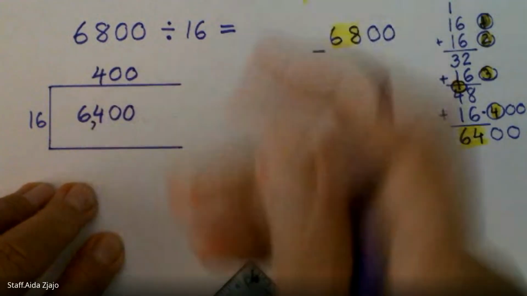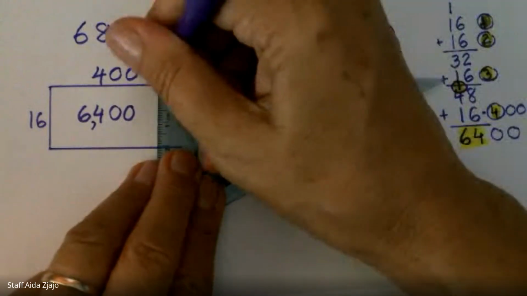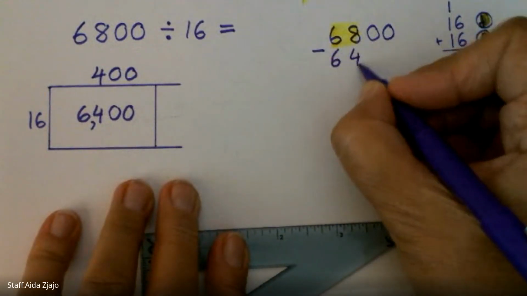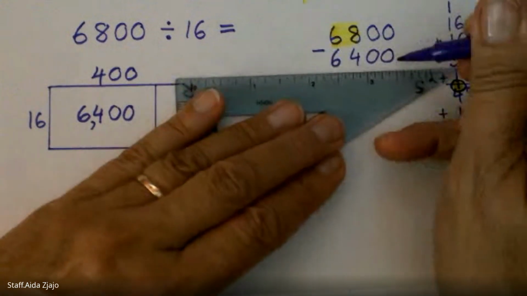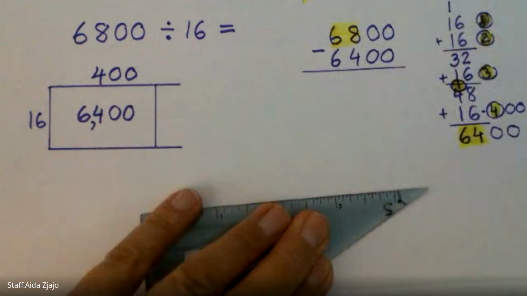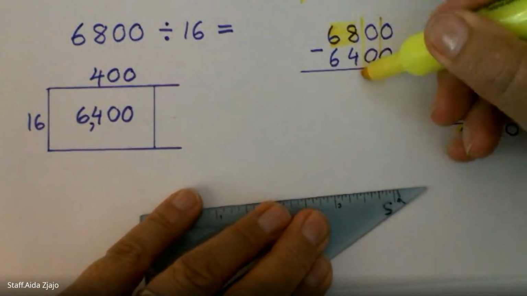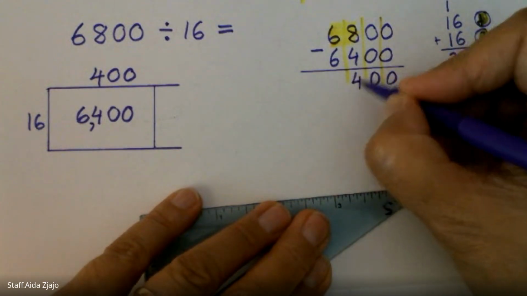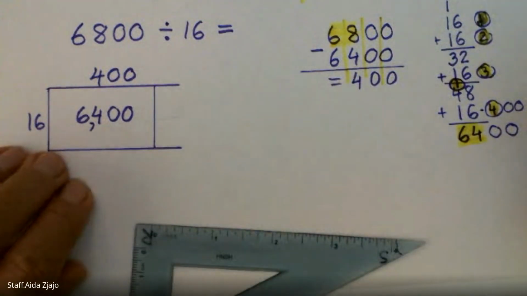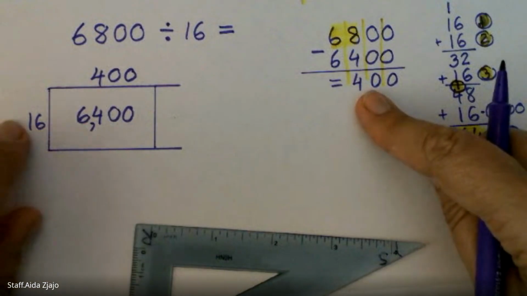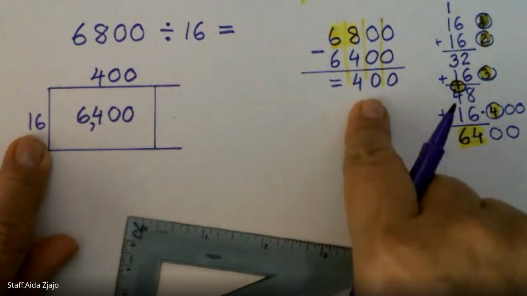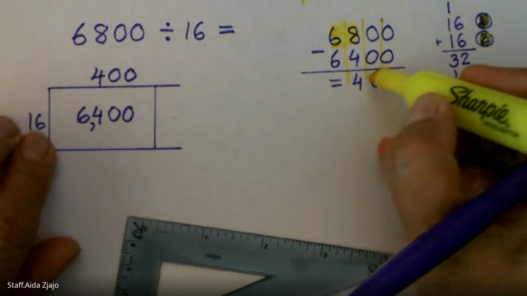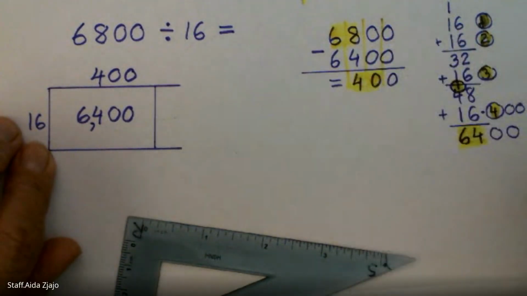So now I can close that area and I can subtract how much I shared, 6,400, and then it will give me leftover only 400. So now I have to think 16 times what is close to 400. In this case, I'm just going to think how many 16s are in 40.